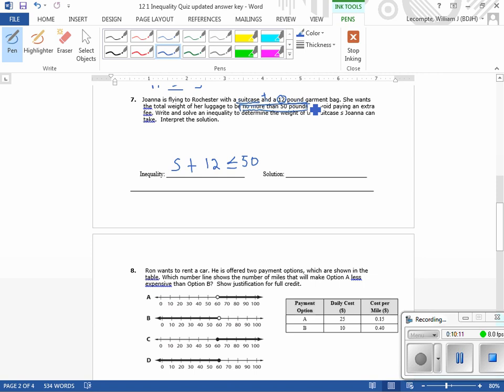50. Well, this is a very simple problem. We're just going to subtract 12 from both sides, and that leaves me with suitcase is less than or equal to 38.